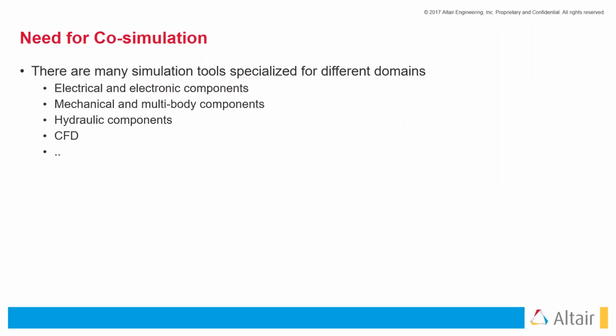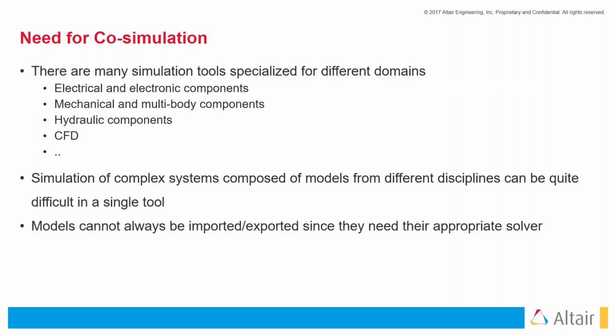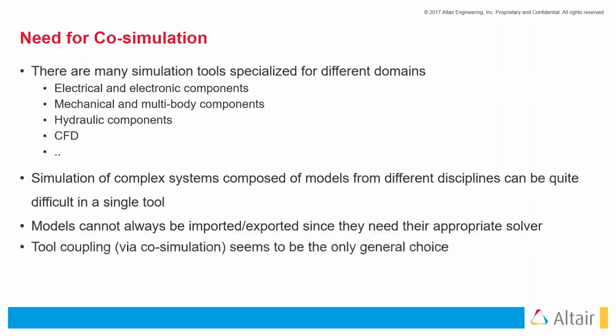Now, the need for co-simulation. There are many simulation tools specialized for different domains, like electrical and electronic components, mechanical and multi-body components, or hydraulics or CFD. Simulations are quite complex, composed of models of different disciplines, and can be quite difficult in a single tool. That's why you need different domains to be integrated together, or do co-simulation. Models cannot always be imported or exported, since they need to be solved on the same platform, same environment, or same PC. The tool coupling we call co-simulation seems to be a general choice.